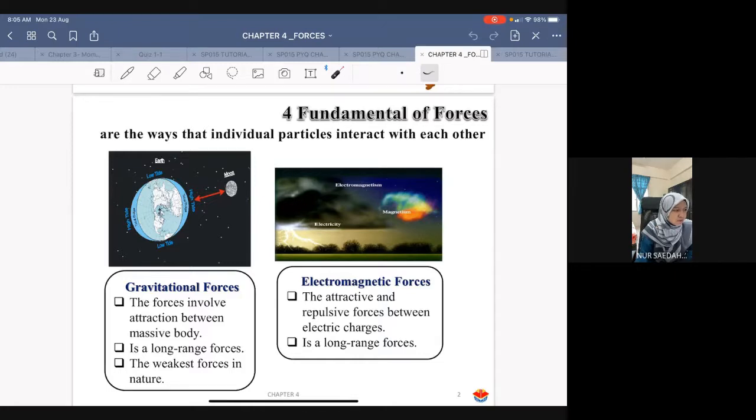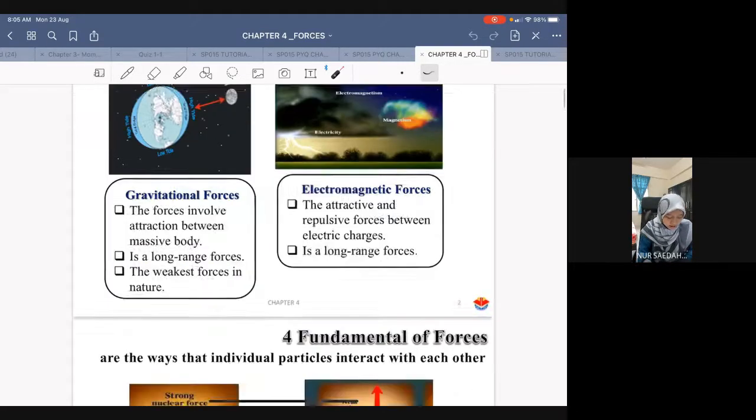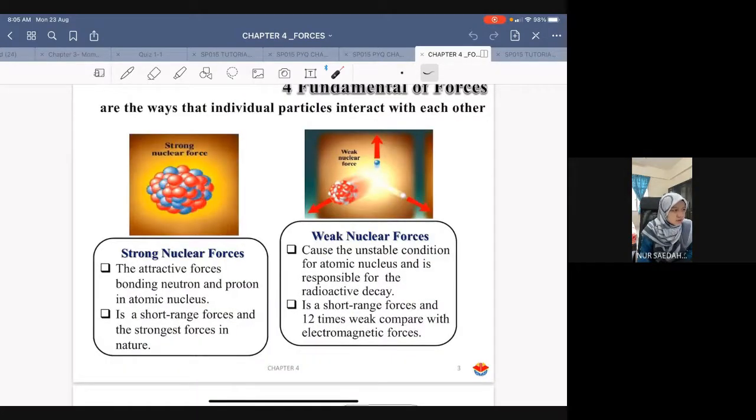Kedua is electromagnetic force. It's attractive and repulsive force between electric charges. This is also in semester 2. Okay, so next is strong nuclear force. Strong nuclear force happens in the atom, where the atom has protons and neutrons inside it. So it's an attractive force bonding the neutrons and protons in the atomic nucleus. It's a short range force and the strongest force in nature. Okay, walaupun dia kecil, tapi itu adalah the strongest force in nature. Dan walaupun matahari itu besar, gravitational force is the weakest force in nature. Okay, so dia punya daya tarikan gravity itu tidak terlalu kuat.